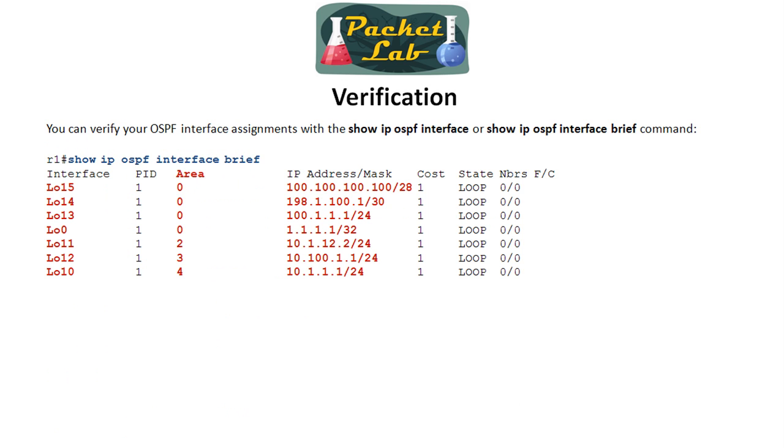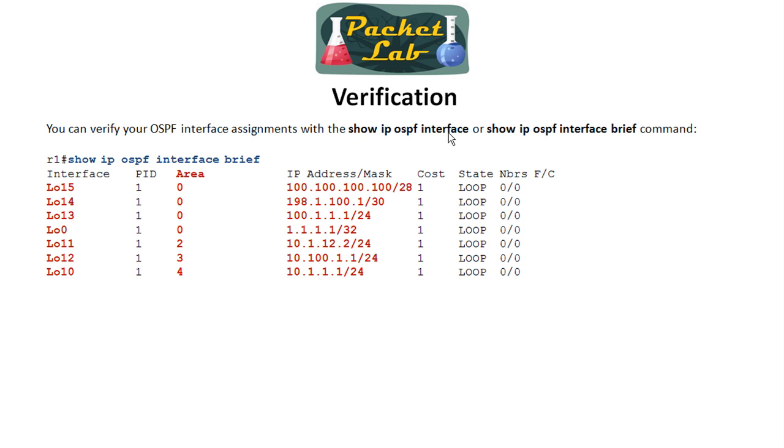This is show IP OSPF interface brief. I like this because it gives you all the stuff that you really need when you're troubleshooting in a table format, and we've seen this guy endless times. Real quick, it shows you the interface, the process ID, the area it's assigned to, the IP address, and then the cost, which we're not dealing with today, and a couple other things. But this is the one command with OSPF that I use over and over again.